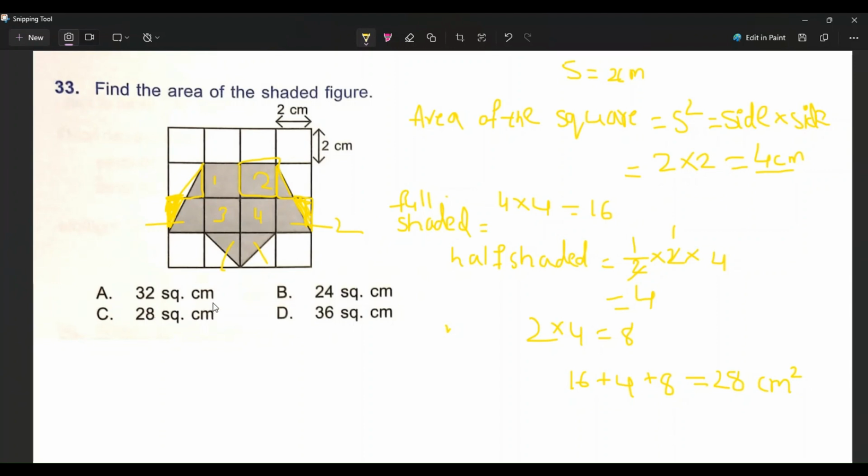So 32 square centimeter, wrong. B, 24 square centimeter, wrong. Option C, 28 square centimeter, is our right answer, children.